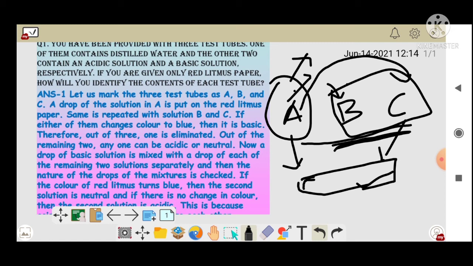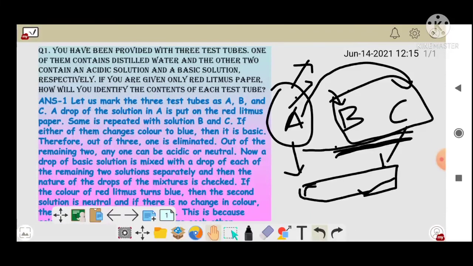From the basic solution, if one drop of basic solution is added to a neutral solution, this neutral solution is converted into a basic solution. As a result, this basic solution turns the red litmus paper blue. That solution is the distilled water or neutral solution, and the remaining test tube is the acidic solution. This is the answer. In this way you should explain the answer in simple language.